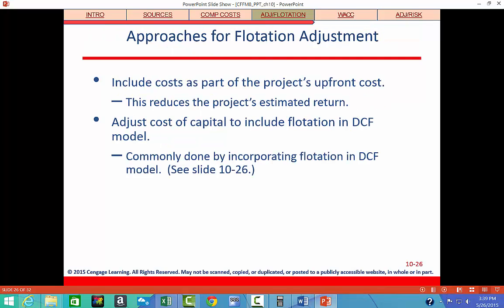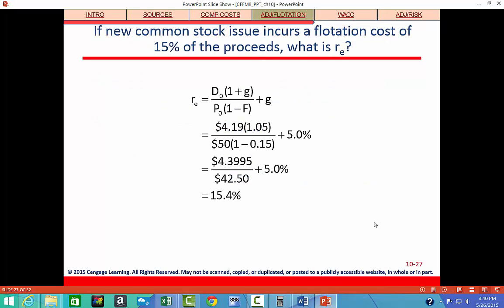So, two approaches for flotation costs. The first approach is to include the flotation costs as part of the project's upfront cost, and that would reduce the project's estimated return. The second approach is to adjust the cost of capital to include flotation costs, and this is most commonly done by incorporating flotation costs in the discounted cash flow model. And that's the way that we will use in this chapter.